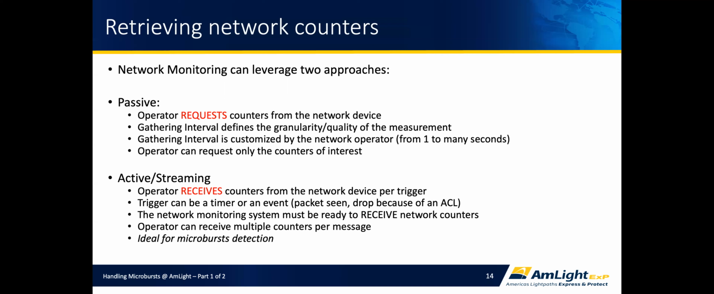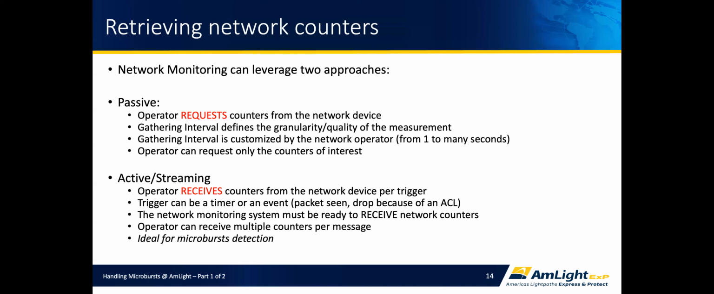You define as an operator the gathering interval, or how fast you want to go. You define what kind of information, you know what the data model is. So if you're asking for a number, you know that you're going to get a number back. So this is the passive approach.